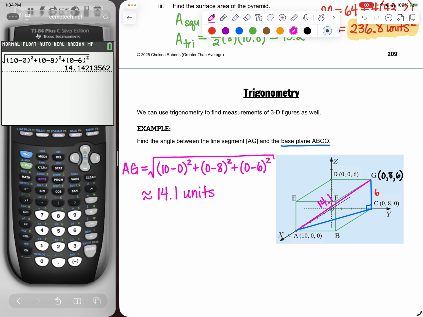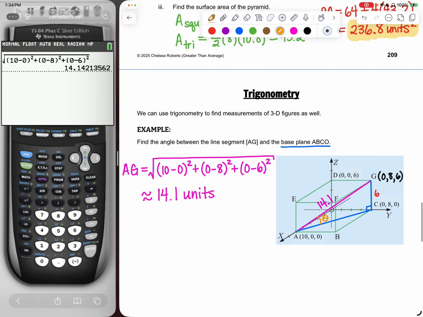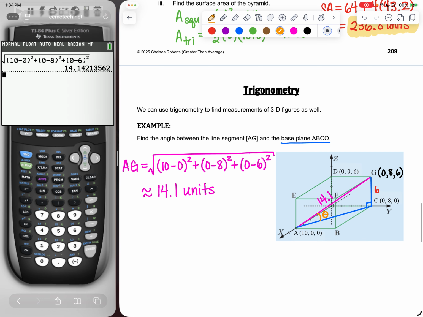And now I can figure out the angle that it makes with the base plane or the bottom. The angle that it makes with the base plane is here. So this will be the angle theta that I want to find. In relation to this angle, you have the opposite and you have the hypotenuse. Hypotenuse is always across from the 90. So if I were to write this, opposite over hypotenuse is sine. So that will be sine of theta is equal to 6 over 14.1.